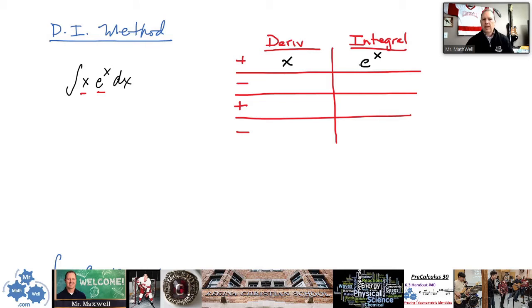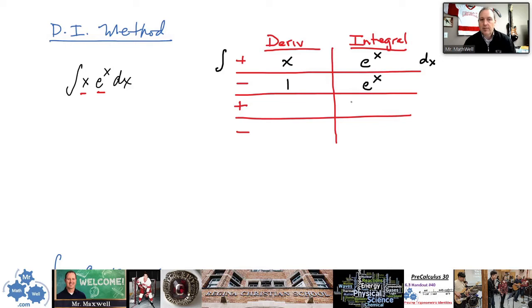Now, in this chart, a row is kind of like an expression for the integral. Notice how I have positive x times e to the x. So a row represents an integral. What I'm going to do is take the derivative of x, which is going to be 1. And I'm going to take the integral of e to the x, which is going to be e to the x.